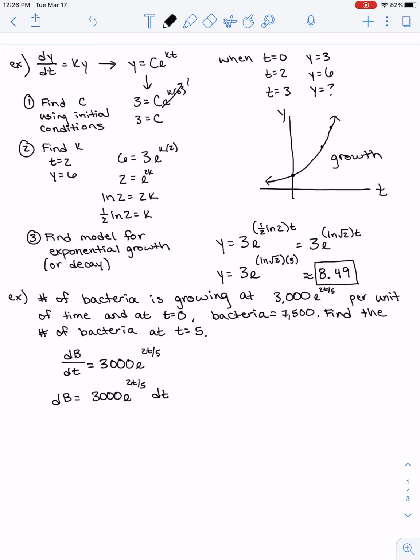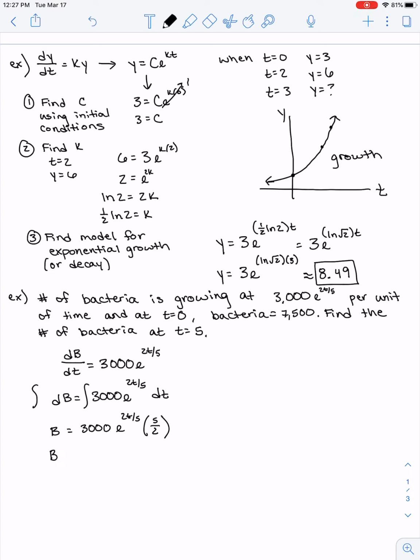And now that our variables are on the right sides, we can integrate both sides, and we get B, or the number of bacteria, is equal to 3,000 e to the 2t divided by 5, and then chain rule this. You're going to have to do times 5 halves.